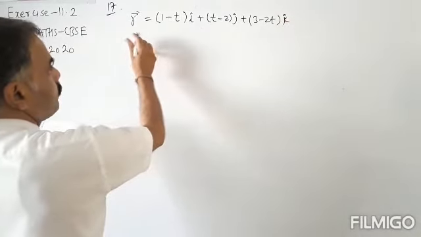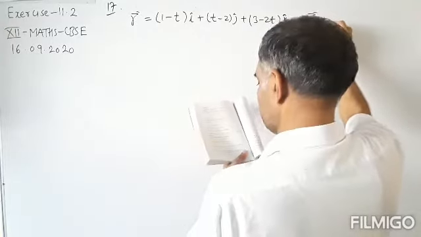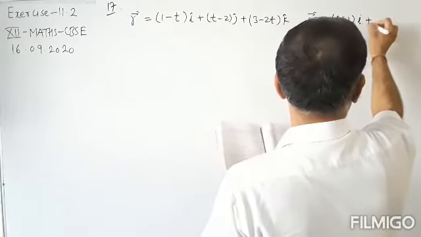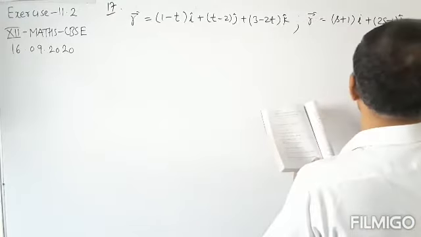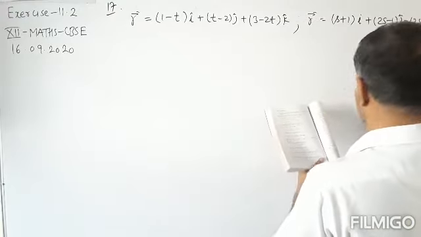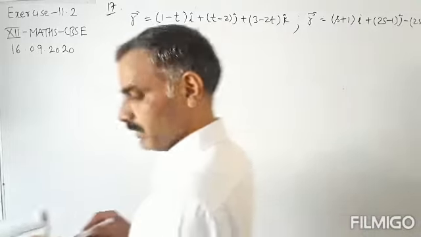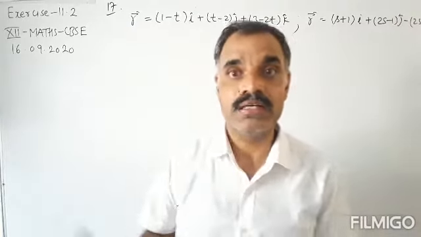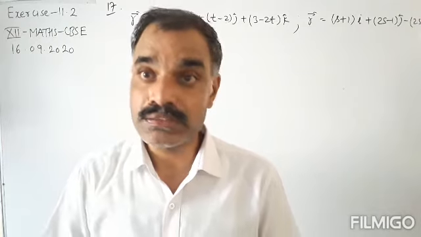Okay, so this is the first line, and the second line is given as r vector equals (s plus 1) i cap plus (2s minus 1) j cap, and lastly (minus 2s plus 1) k cap. So these are two equations of lines. The equations of lines are given, and we have to find the shortest distance.